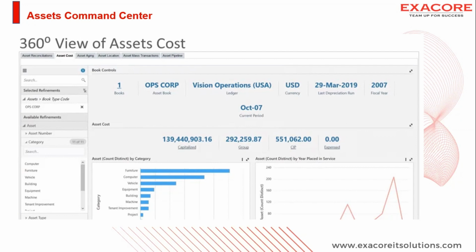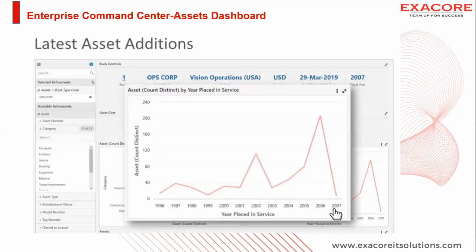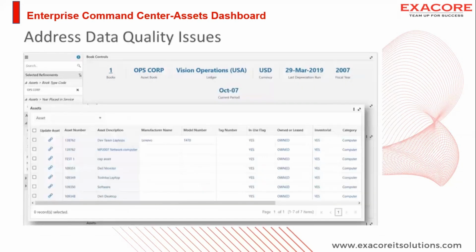Let's see one example. If the asset manager needs to look into the current year additions, the manager can go to the asset by year placed in service chart. Select the latest year by clicking on this year. After applying the filter, we can see that the asset by category diagram shows the minor category-wise information. It can be drilled down to the month placed in service. The manager can validate the asset data from the resultant table.